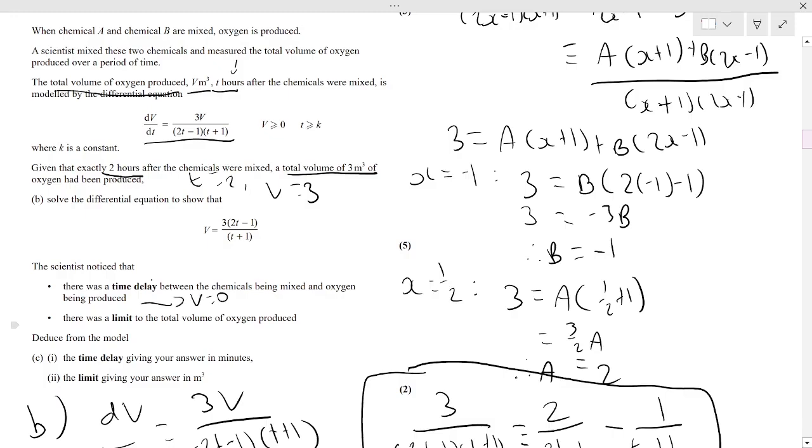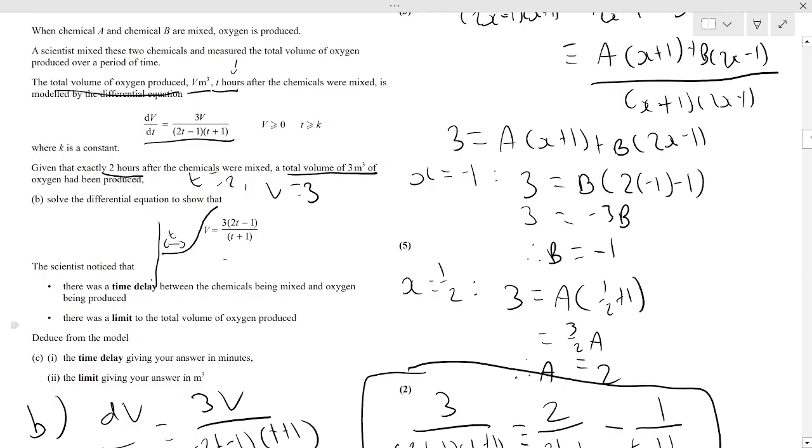And what's essentially going on there is if there's a time delay between oxygen being produced, that means when V is 0, so here, that's V0. There's this little delay before the V starts going up. Something like that. So that delay before the V starts moving up, but it's going to go up because it's volume. That is the time delay.